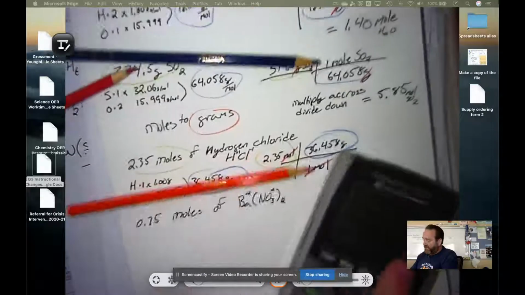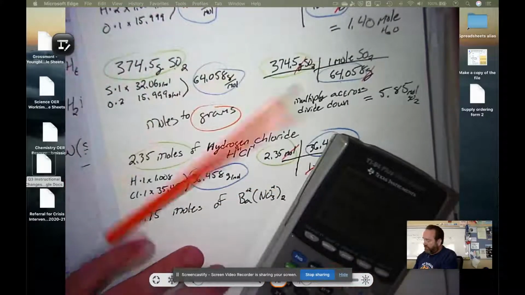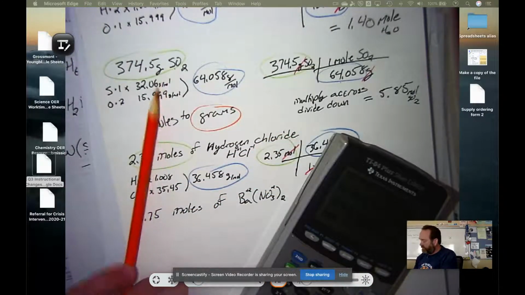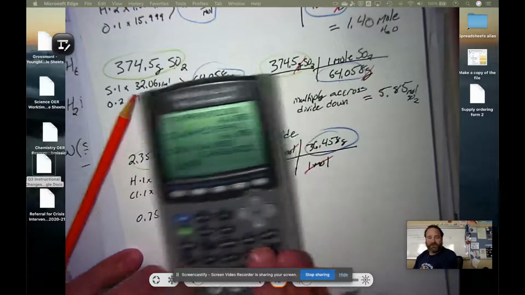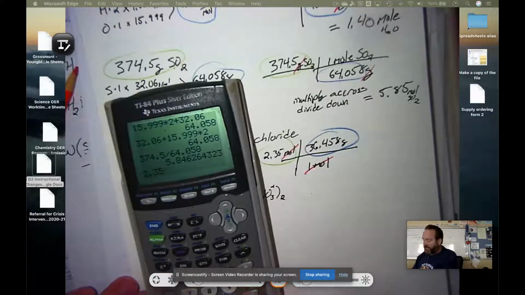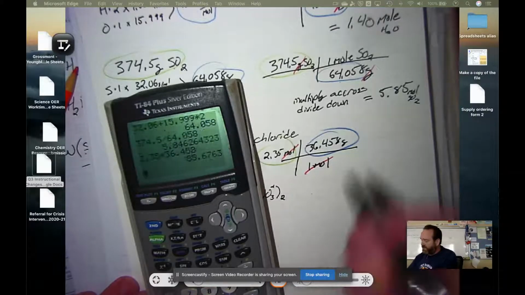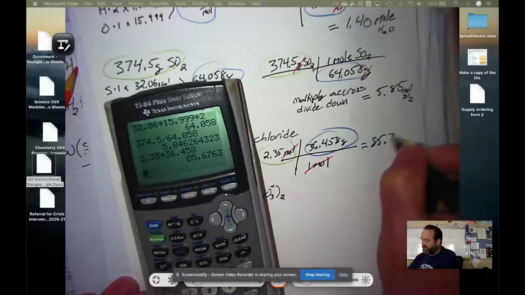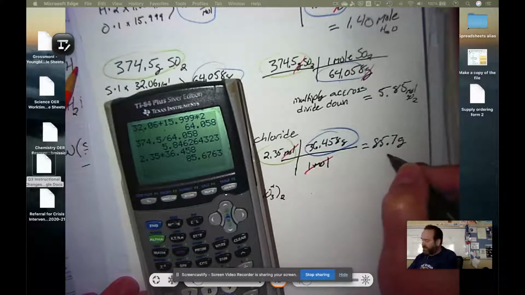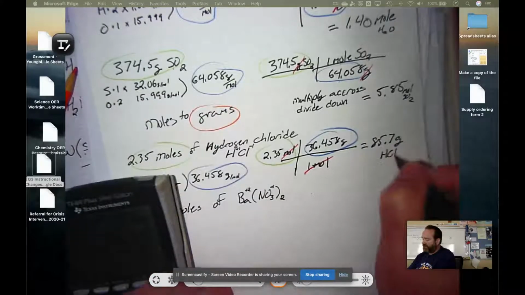So let's do our math. 2.35. There we go, you can see now. 2.35 times 36.458. And I can see I've got 85 and again, I'm rounding up 7 grams of HCl.